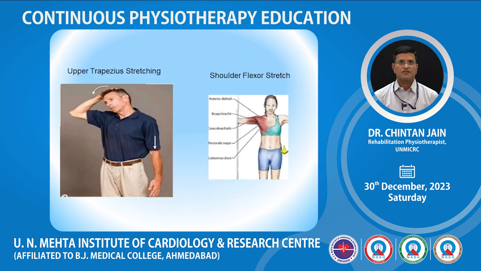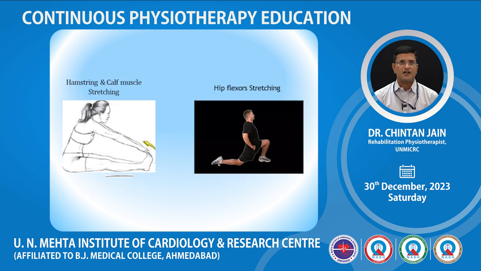This is how self stretching of the upper trapezius is done. And the next, shoulder flexor stretch, we can teach the patients to self stretch. Next is hamstring and calf muscle stretching. Sitting with both legs straight, try to touch the toes. In this, hamstring and calf muscles will be stretched, and for the hip flexors, this is the self stretching. In this, on the right side, there is stretching of the hip flexor muscles, that is iliacus and psoas major.